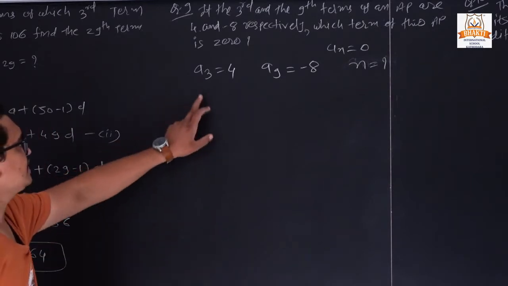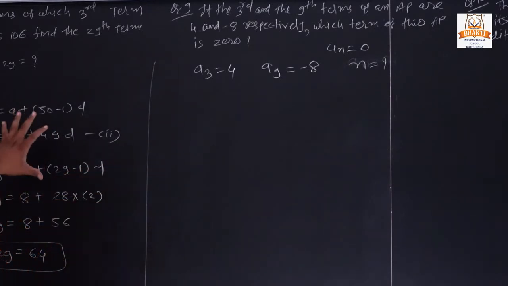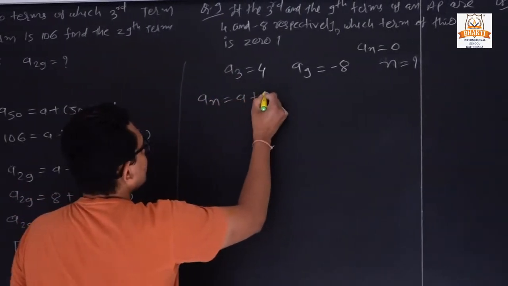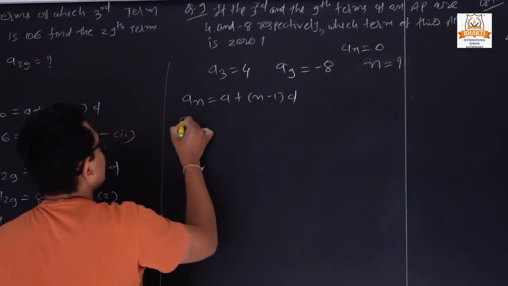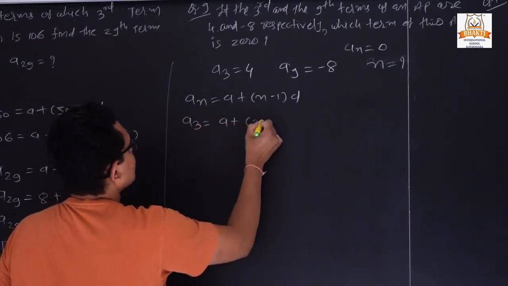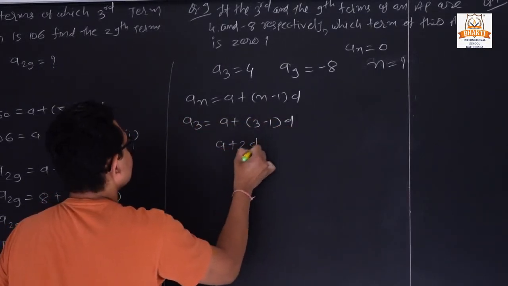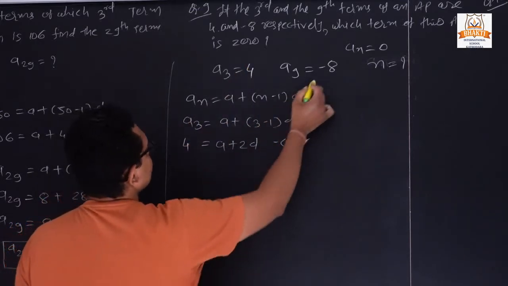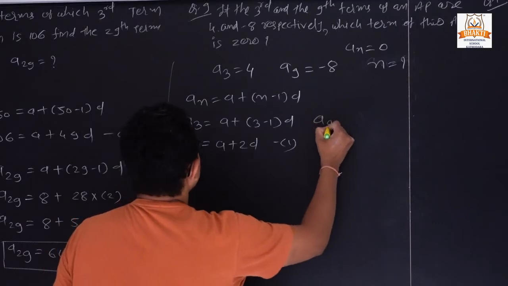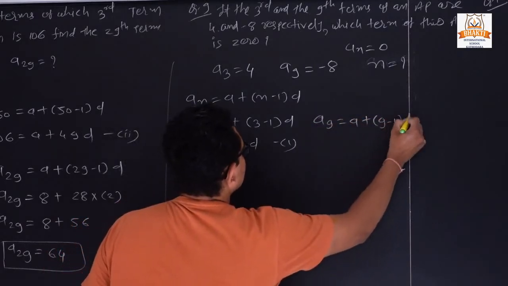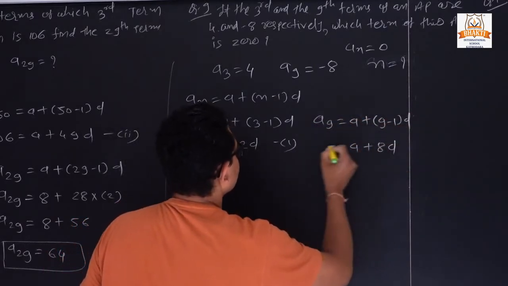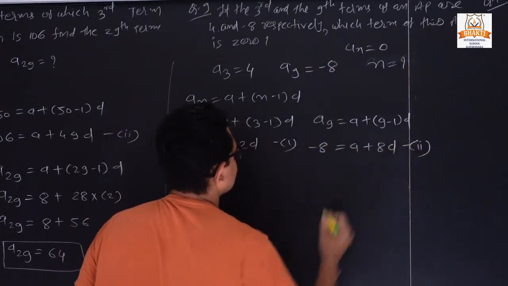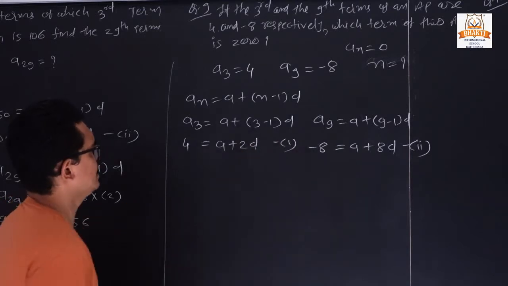First of all, once again we use the same strategy as in the previous question. An is A plus (n minus 1) into D. So for A3, 3 minus 1, it is A plus 2D, and A3 is replaced with 4. This is equation number 1. Similarly for A9, it is A plus 8D, and A9 is given as minus 8. This is equation number 2. Now solve these both equations.